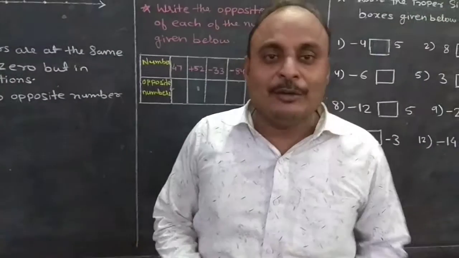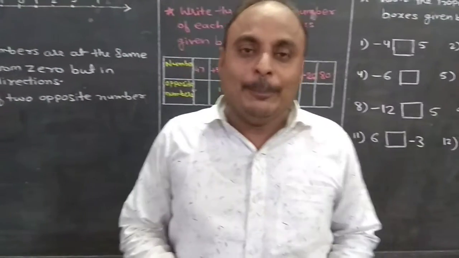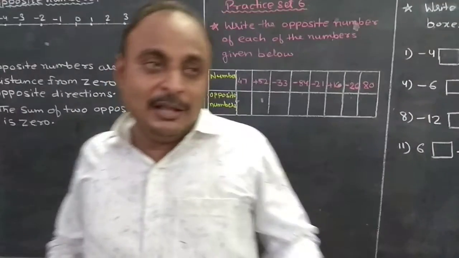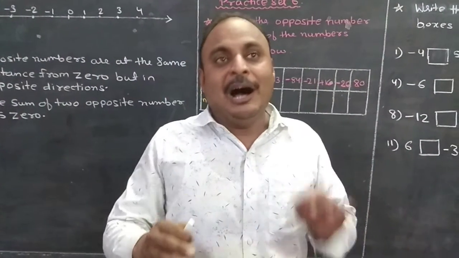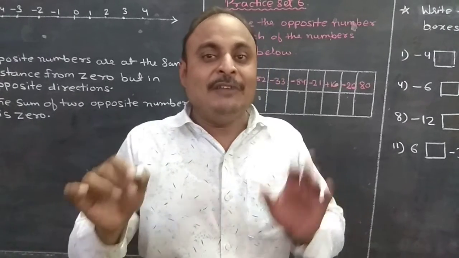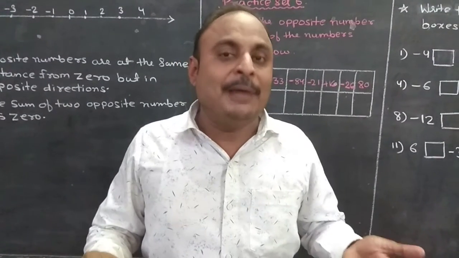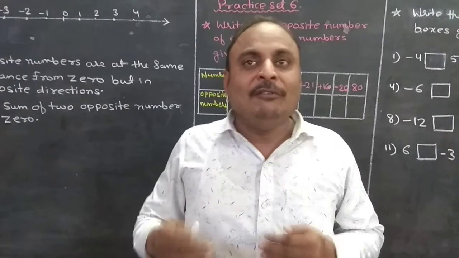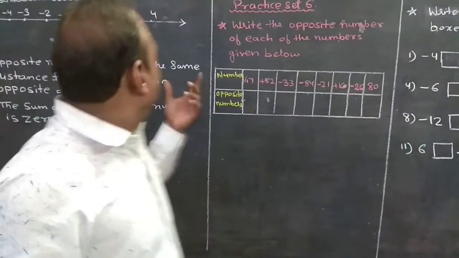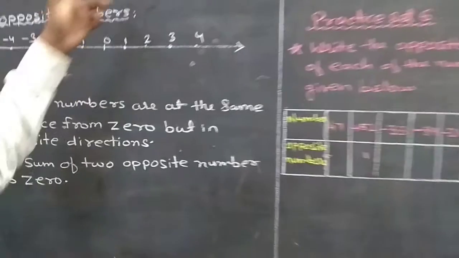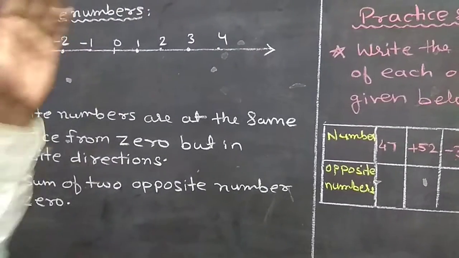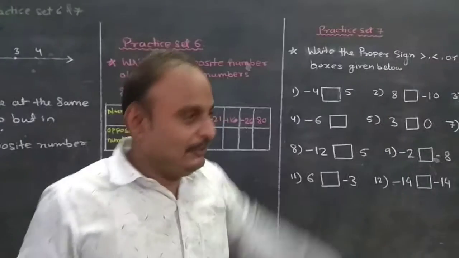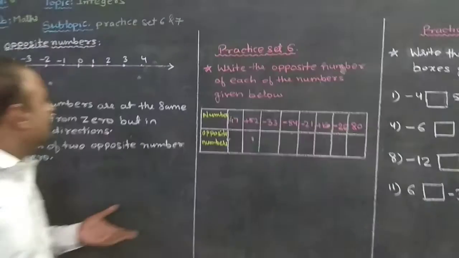Today we are going to start the subsequent part of the topic integers. We have already learned what an integer is, and we also learned the different signs of integers: plus sign, minus sign and 0. Now in this part we will learn the opposite numbers related to integers, and based upon this we will learn practice set 6 and practice set 7. So let us begin with this.